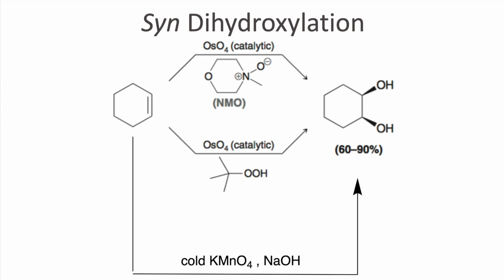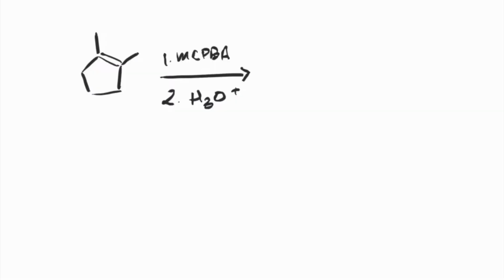Another reagent that one could use is cold potassium permanganate. And then you would do this under basic conditions. So I won't go over the mechanism here. You are not required to know it, but just add these reagents into your toolbox. All right, so now let's do a practice problem with dihydroxylation.